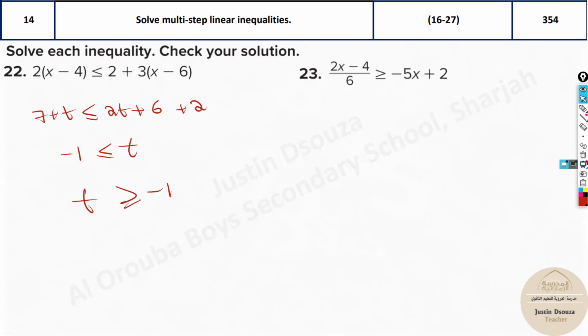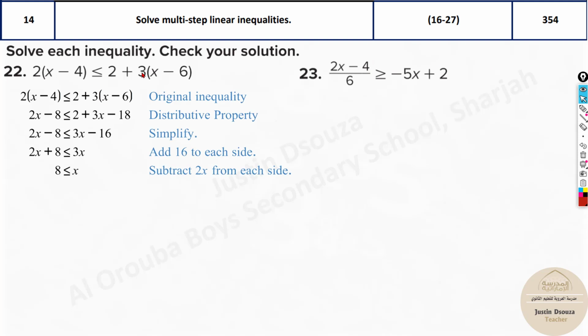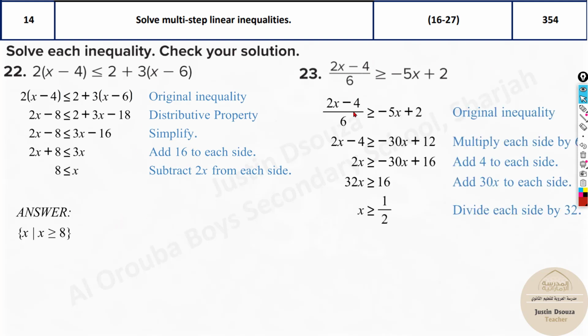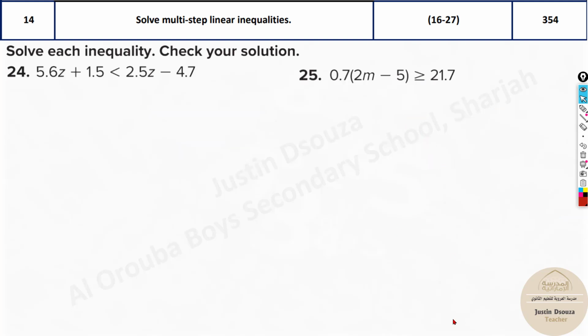They are very simple. Here you can do one thing, multiply both the sides by 6 and then solve. Left side is simple, straightforward, distributive property. That's it. That's the answer. Here, multiply both the sides by 6 or take the 6 to the other side. It will be minus 5 times 6 is minus 30x. 2 times 6 is 12. Then you get the answer.